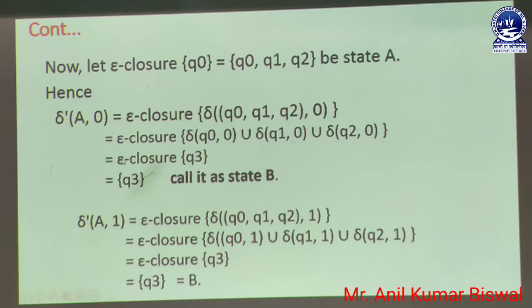So here we are going to calculate the epsilon closure of Q3, because we found this transition: Q1, whenever it takes input symbol 0, we get the state Q3.